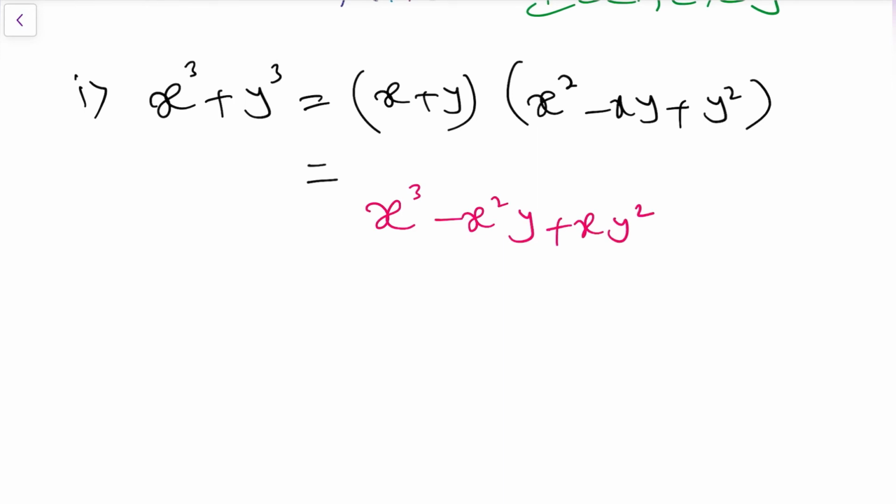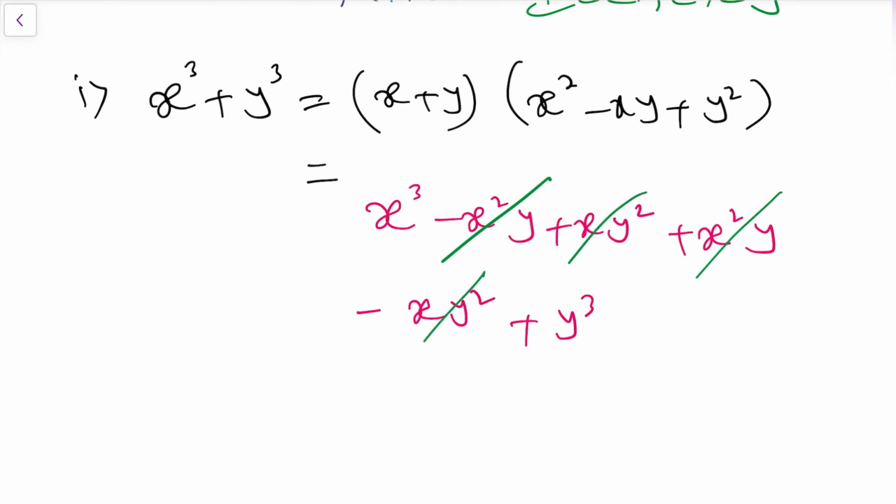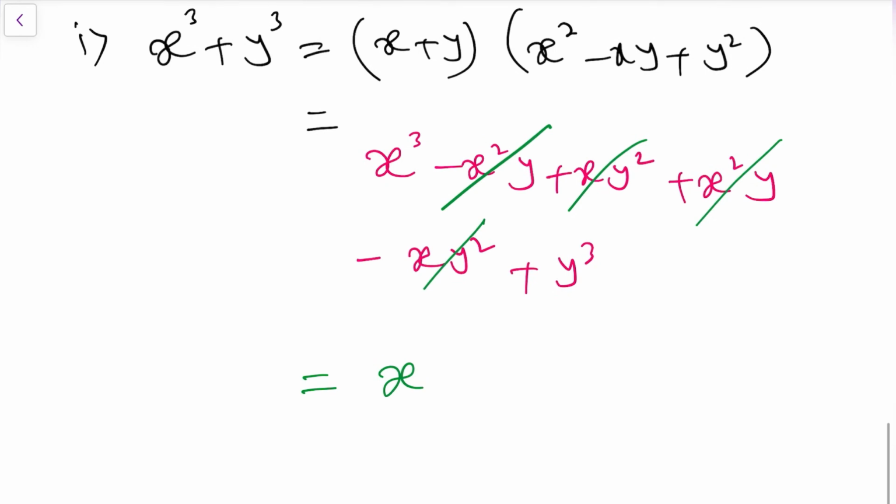Now second one into first one, y into x square y. Second one into second one, minus y into xy square. Second one into third one, y into y square, y cube. Let us check whether any simplification or cancellation is possible. Here minus x square y and plus x square y cancel, plus xy square and minus xy square cancel, then we are left with x cube plus y cube.